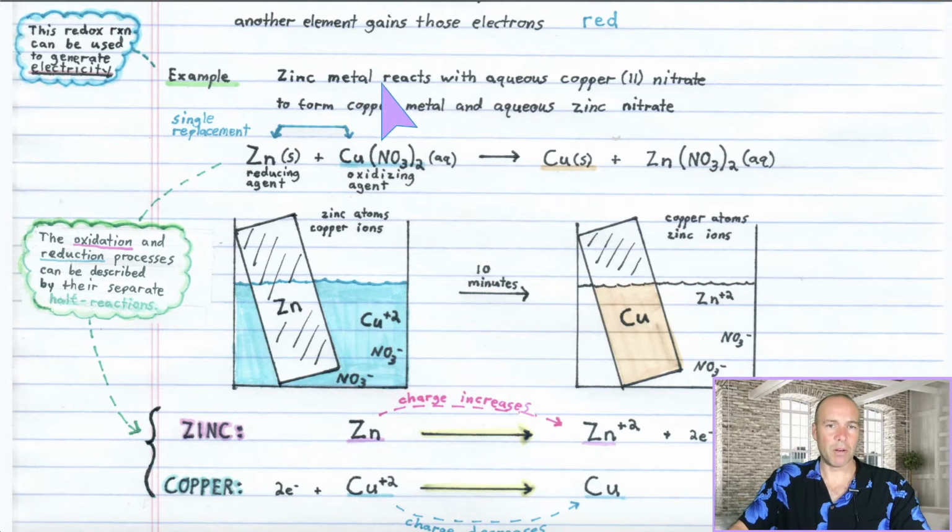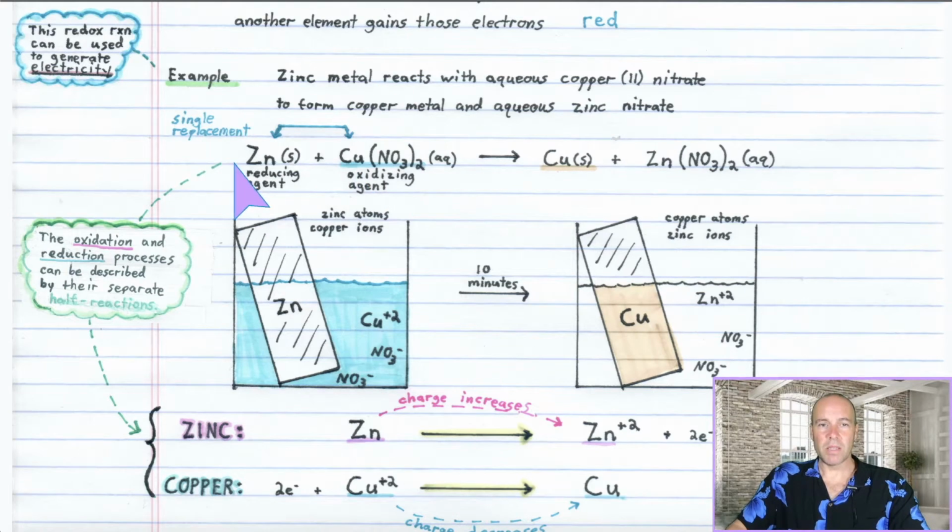Here, zinc metal reacts with aqueous copper 2 nitrate to form copper metal and aqueous zinc nitrate. Here's the chemical equation, and reading it from left to right, zinc metal reacts with aqueous copper 2 nitrate to form copper metal and aqueous zinc nitrate. You can see that this is a single displacement reaction in which the zinc is replacing the copper.